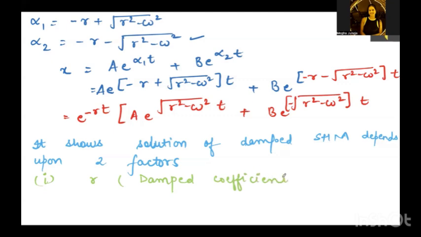And after this, the next factor, what is the second factor? So that's going to be initial frequency omega. So we can say that's going to be initial frequency.